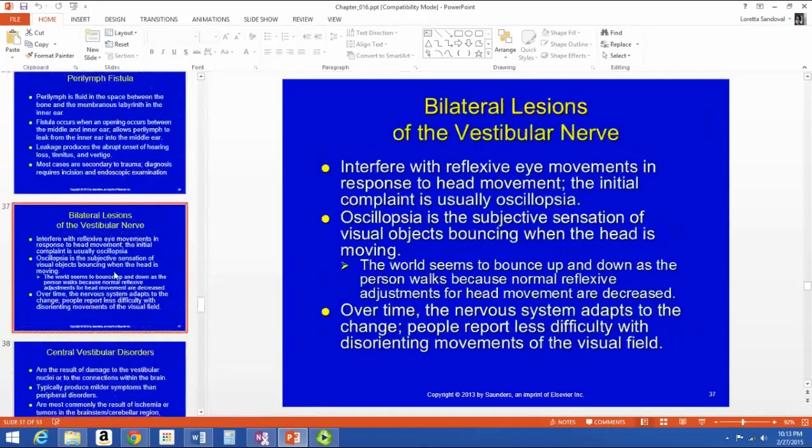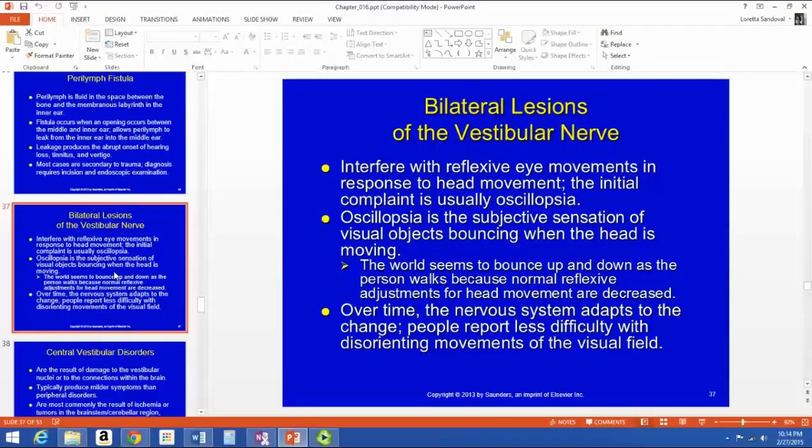You can also have nerve lesions, just like any other part of the body. When you have bilateral lesions of the vestibular nerve, they interfere with reflexive eye movement because that vestibular ocular reflex isn't happening. And the initial symptom or complaint that people have is, let me see if I can say it, oscillopsia, which means the sensation of visual objects bouncing around when the head is moving.